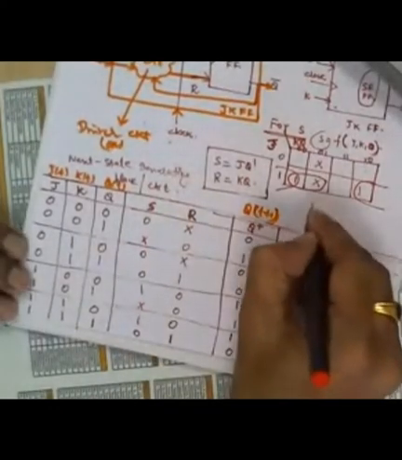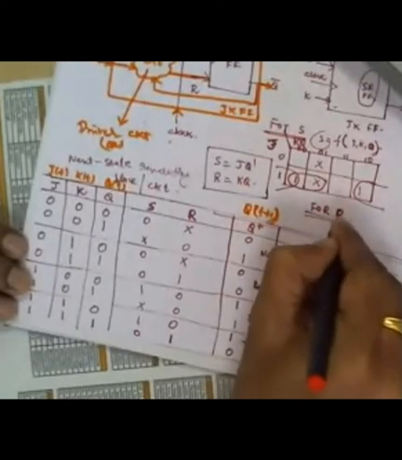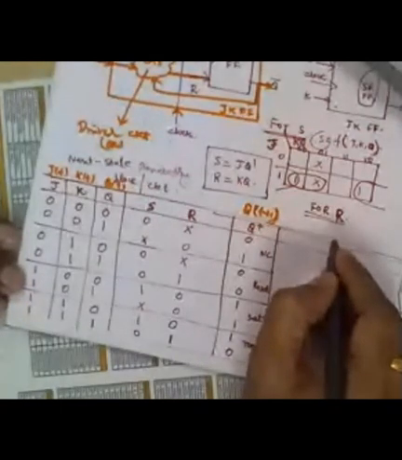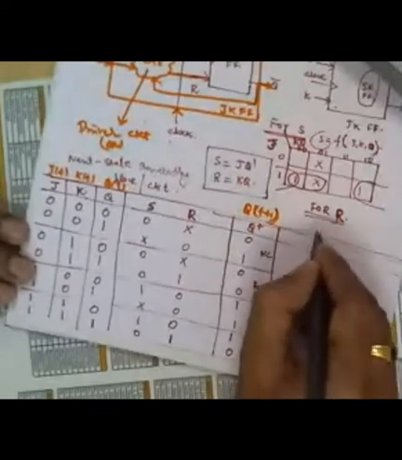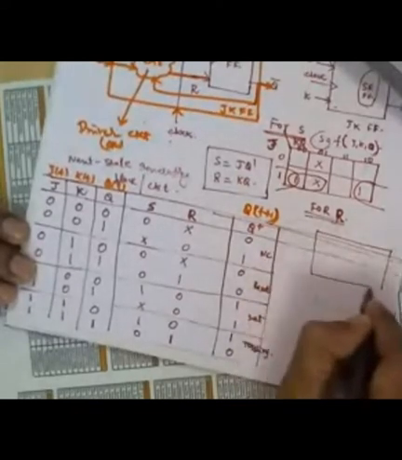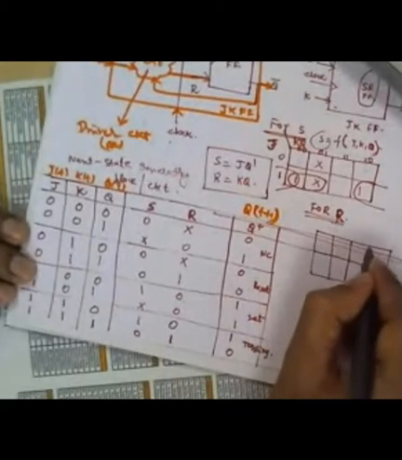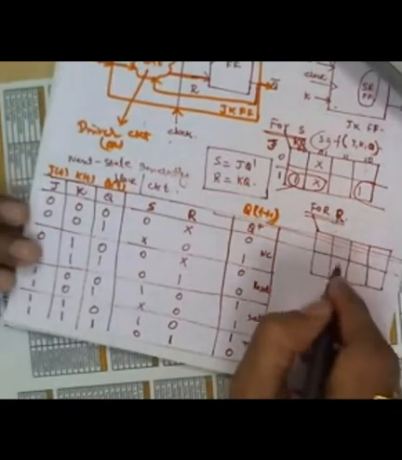In the same way, for R you derive another equation. Apply the Karnaugh map. All of you do it, and then tell me what the value is. Electrical students, kindly practice. Electronic students may be familiar with all those things.